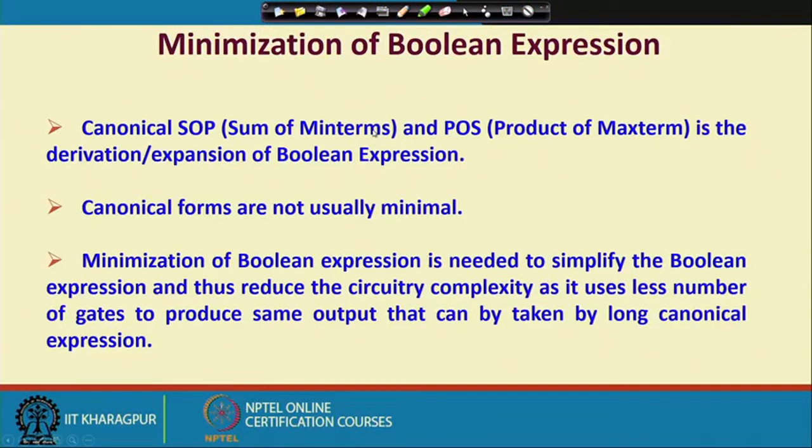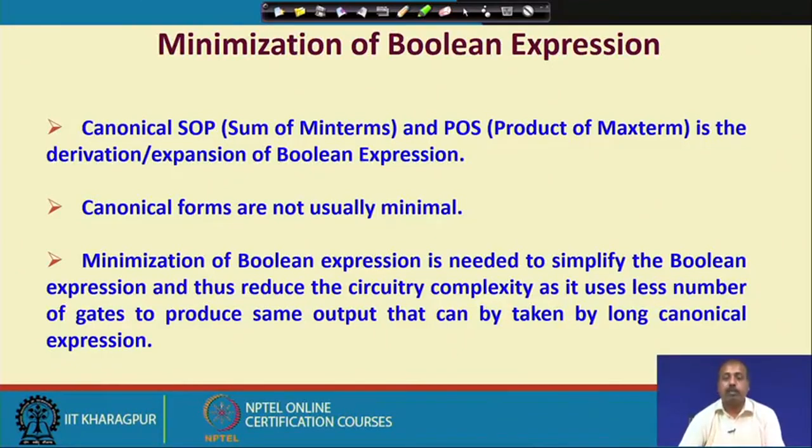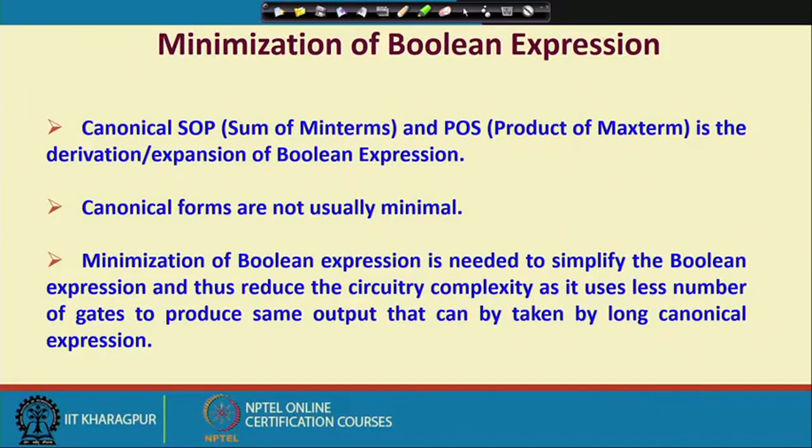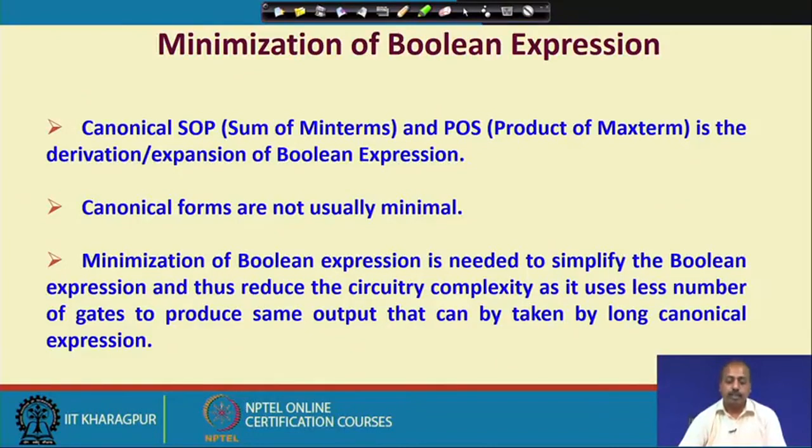Next, we will see how to minimize this Boolean expression. Canonical sum of product or canonical product of sum is the derivation or expansion of a Boolean function. Essentially we have fewer literals per term, and we are expanding to have more literals, which converts into canonical form. But apart from applications where you need to establish equivalency between Boolean expressions, this is not much useful, because while realizing functions, what we look for is the minimum sized realization in terms of fewer gates or fewer connections.